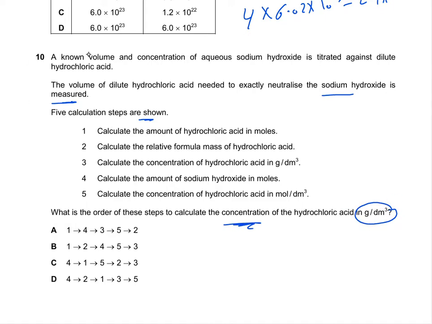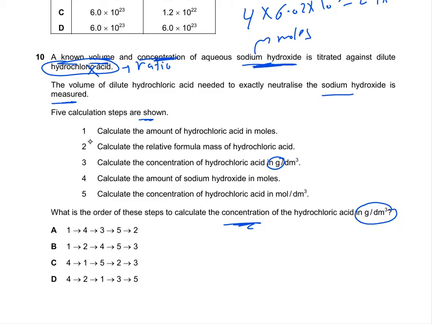First of all, we have a known volume and concentration of aqueous sodium hydroxide. So we can calculate the moles of sodium hydroxide first. Then we can calculate the moles of the hydrochloric acid by ratio from the moles of the sodium hydroxide. Then we can calculate the concentration of hydrochloric acid. Then we can calculate the mass of hydrochloric acid. Then we can calculate the concentration of hydrochloric acid in grams per decimeter. So first of all, we will calculate the moles of sodium hydroxide because we have the volume and concentration of aqueous sodium hydroxide, not hydrochloric acid.